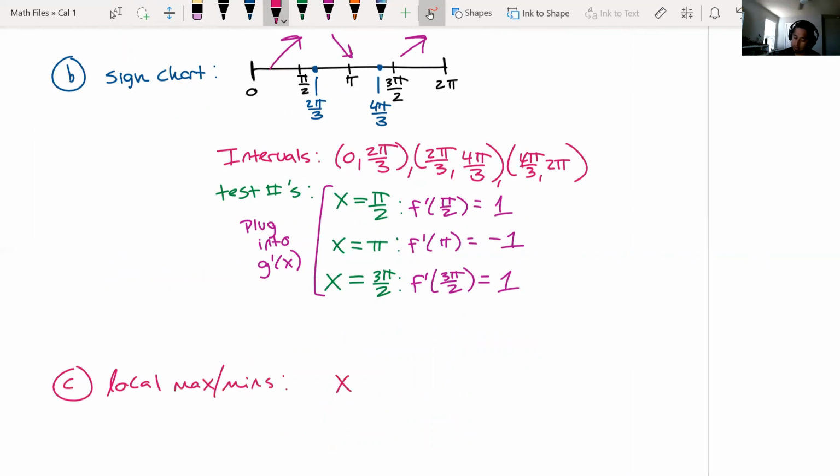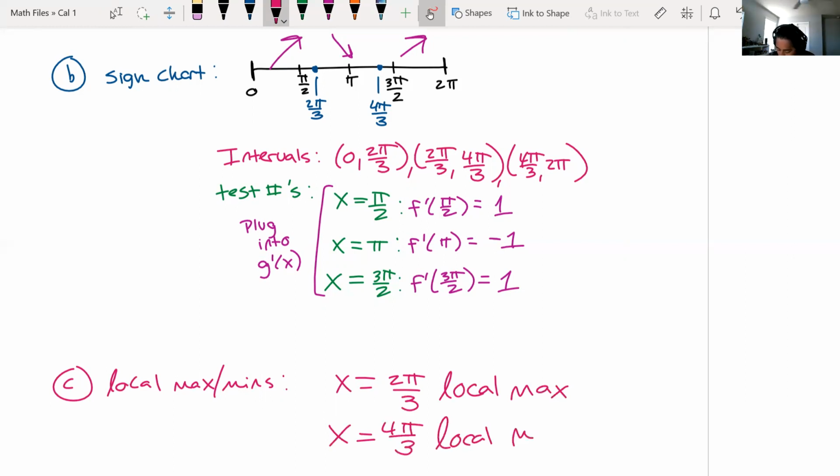And the first one we look at is 2 pi over 3. You increase and then you decrease. What do we have? A local max. And then we look at 4 pi over 3. And we decrease and then we increase, which means we have a local min. Okay, cool.